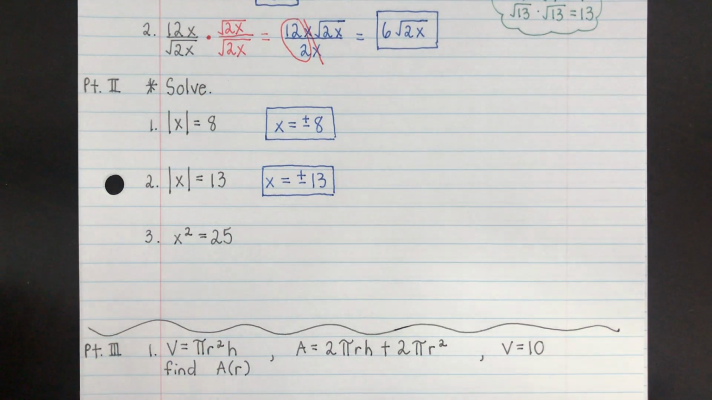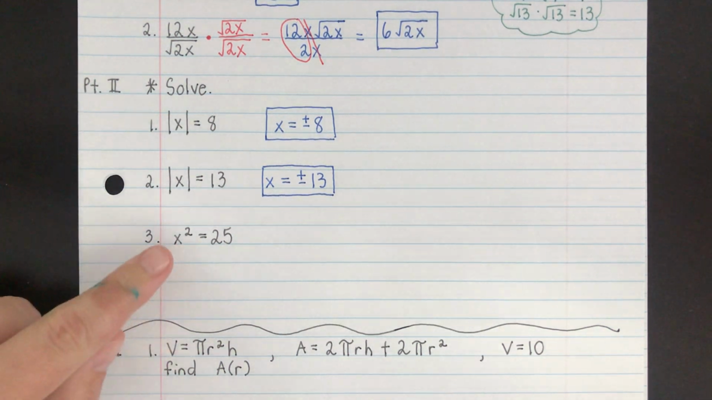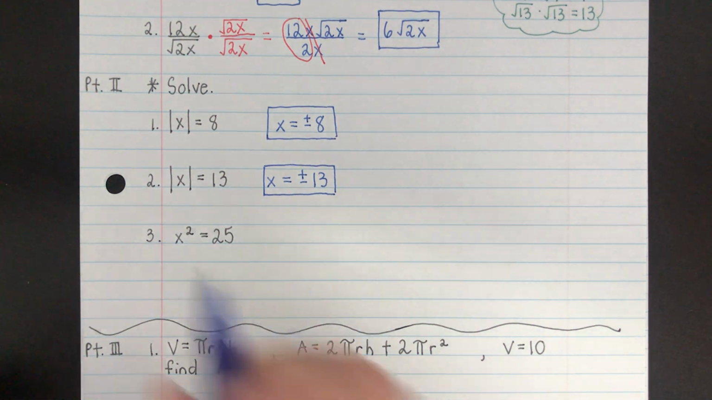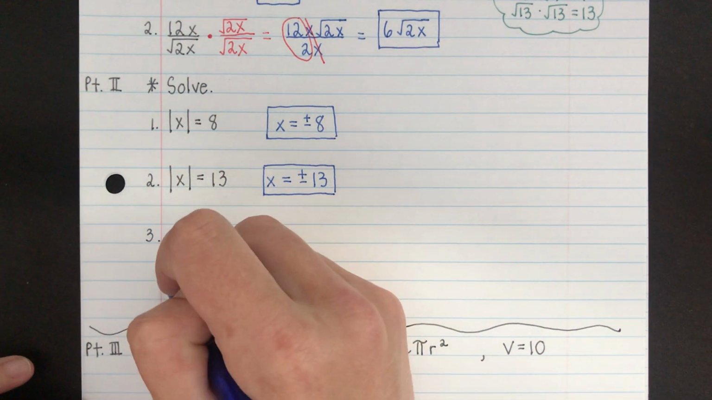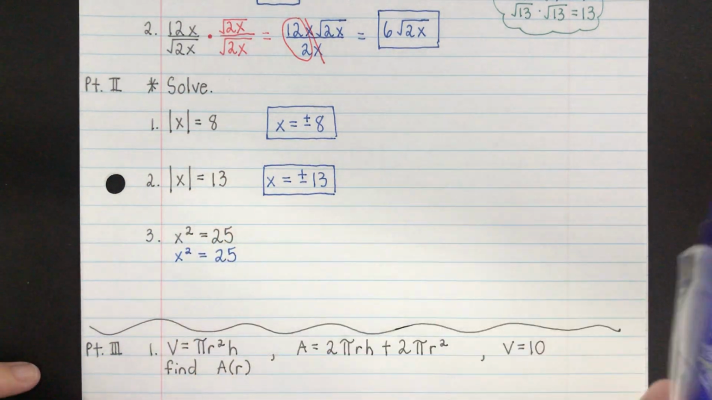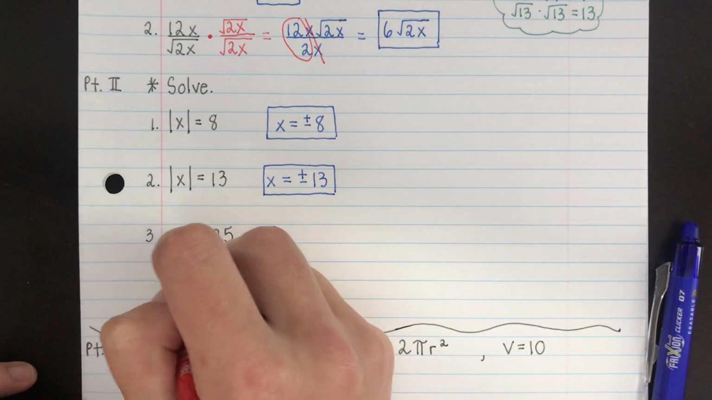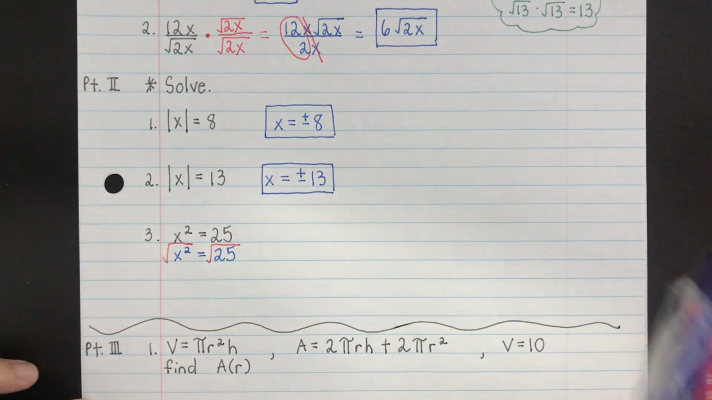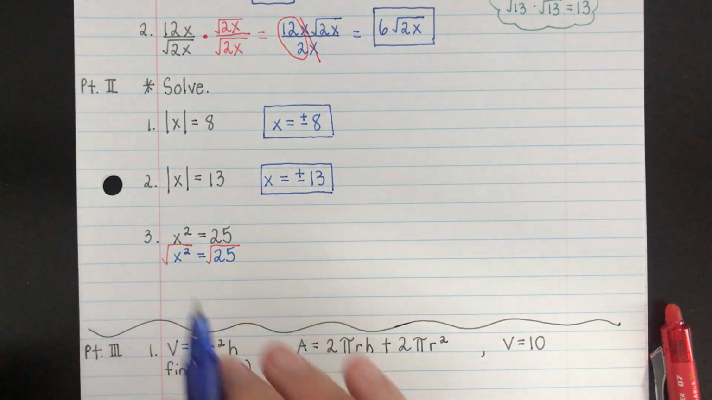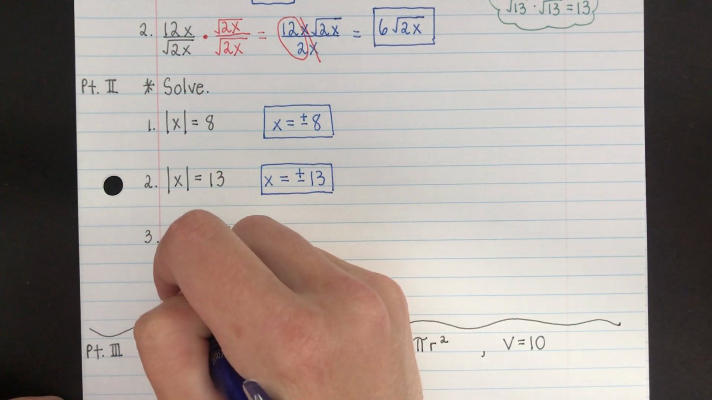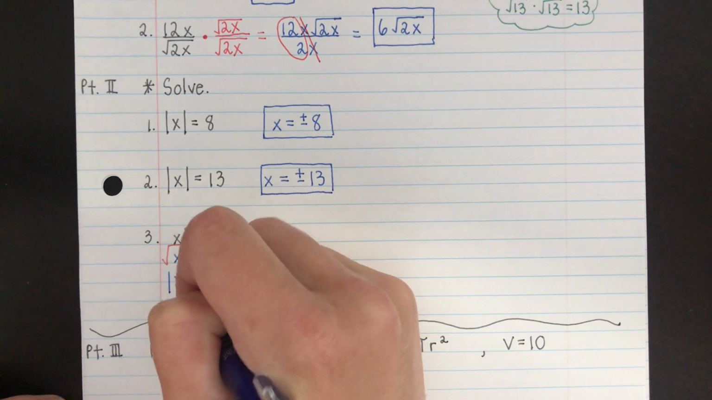If you had a problem like x squared equals 25, and again, you're trying to isolate the x or get the x by itself, you've got to get rid of the square here. So I'm going to rewrite the problem, because I'm going to square root both sides. Okay, and what happens when you square root x squared? Oh, be careful. Be so very careful. You get absolute value of x.